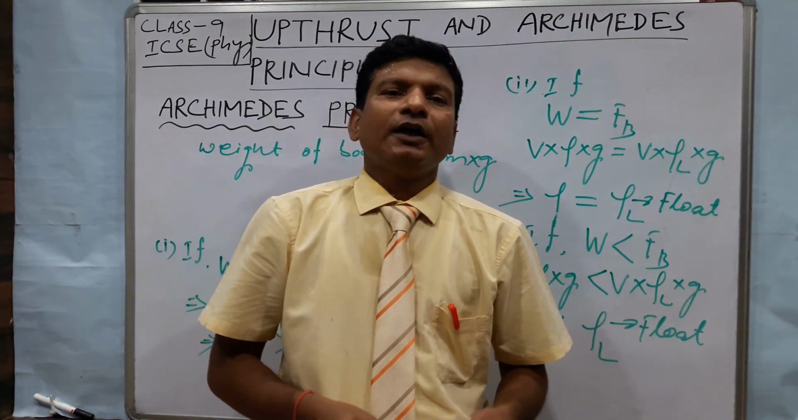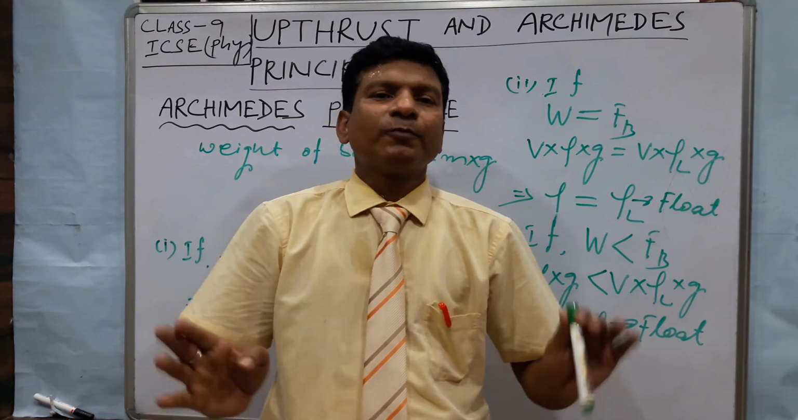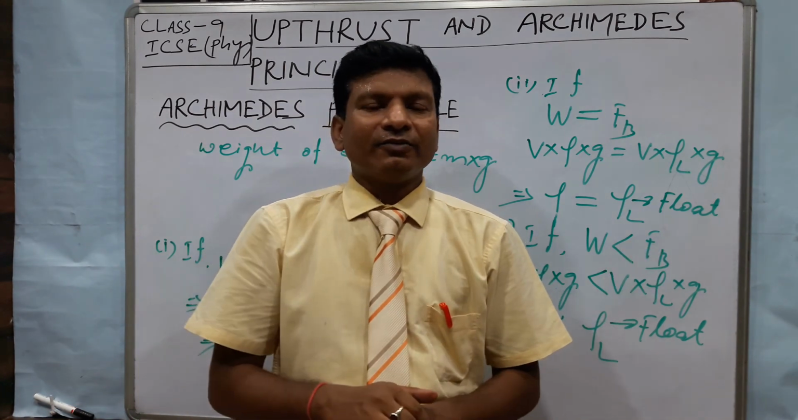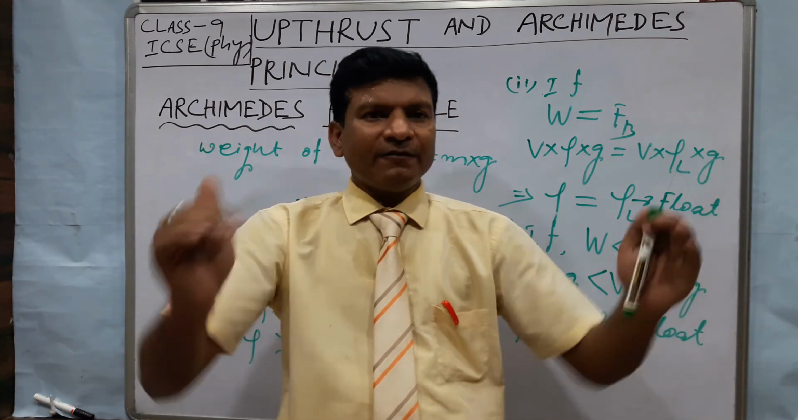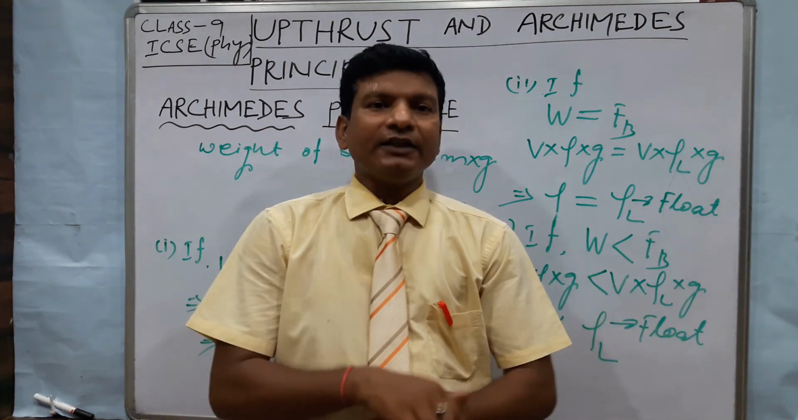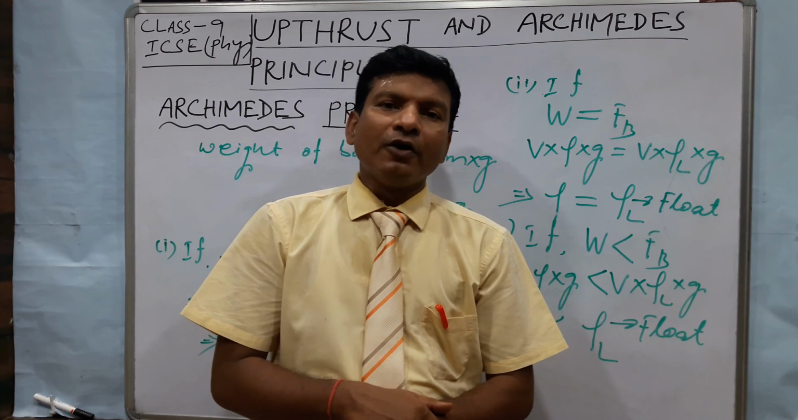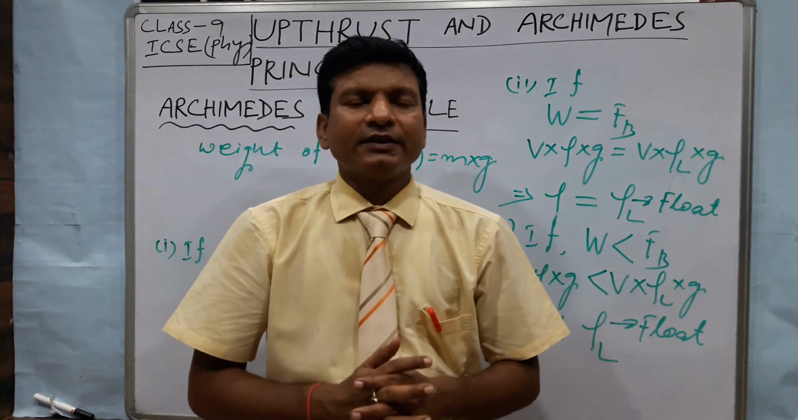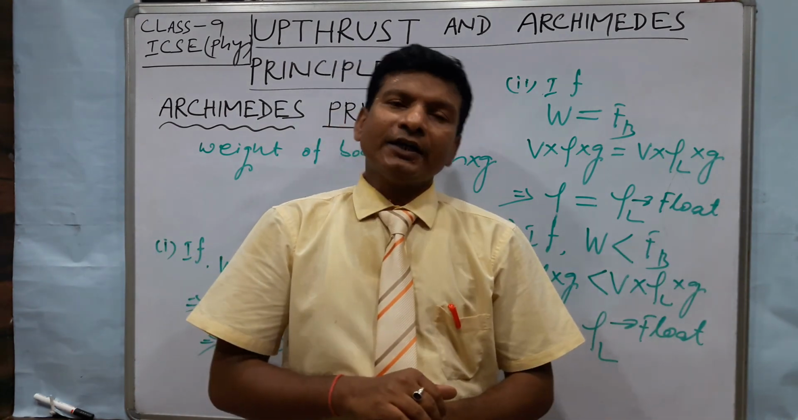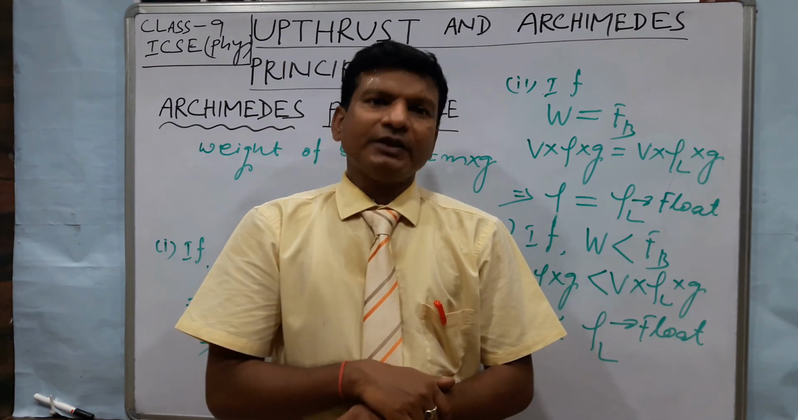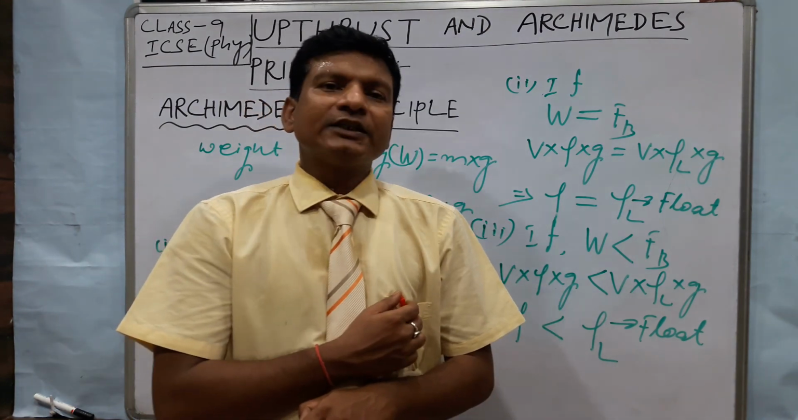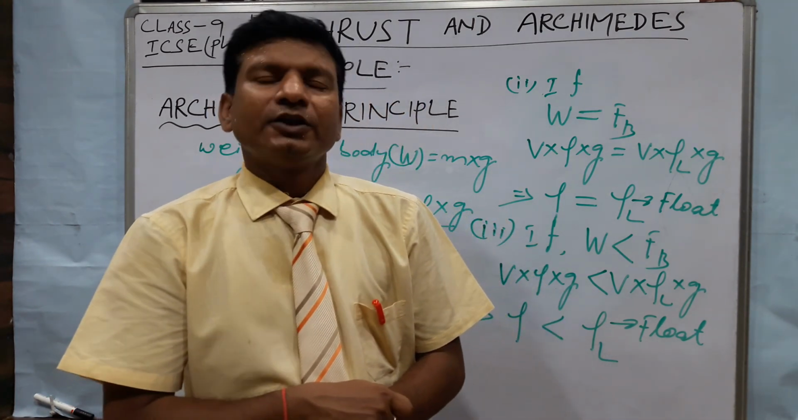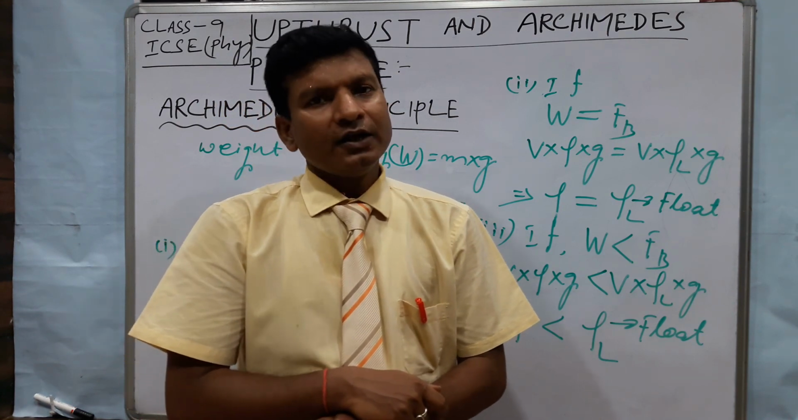Due to this reason, a ship made up of iron floats in the water, whereas an iron needle sinks in the water. What is the reason? When a ship is made up of iron, the average density of the iron ship becomes less than the density of the liquid, and due to this reason the iron ship is floating. But the average density of the iron needle is more than the density of the liquid or water, due to which the iron needle sinks in the water.